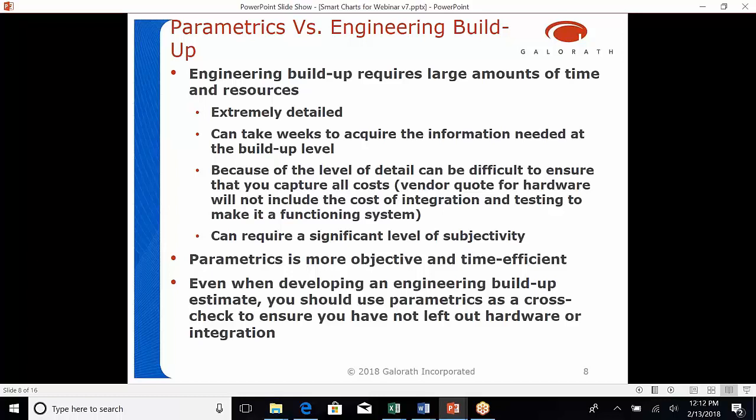Now, there may be cases when you need to do an engineering buildup estimate, but in those cases, I still recommend doing a parametric estimate as a cross-check to make sure you haven't left anything out in terms of engineering buildup. It's also good to always have cross-checks. It's considered a best practice in cost estimating to do cross-checks. There's a little bit of the wisdom of the crowd.